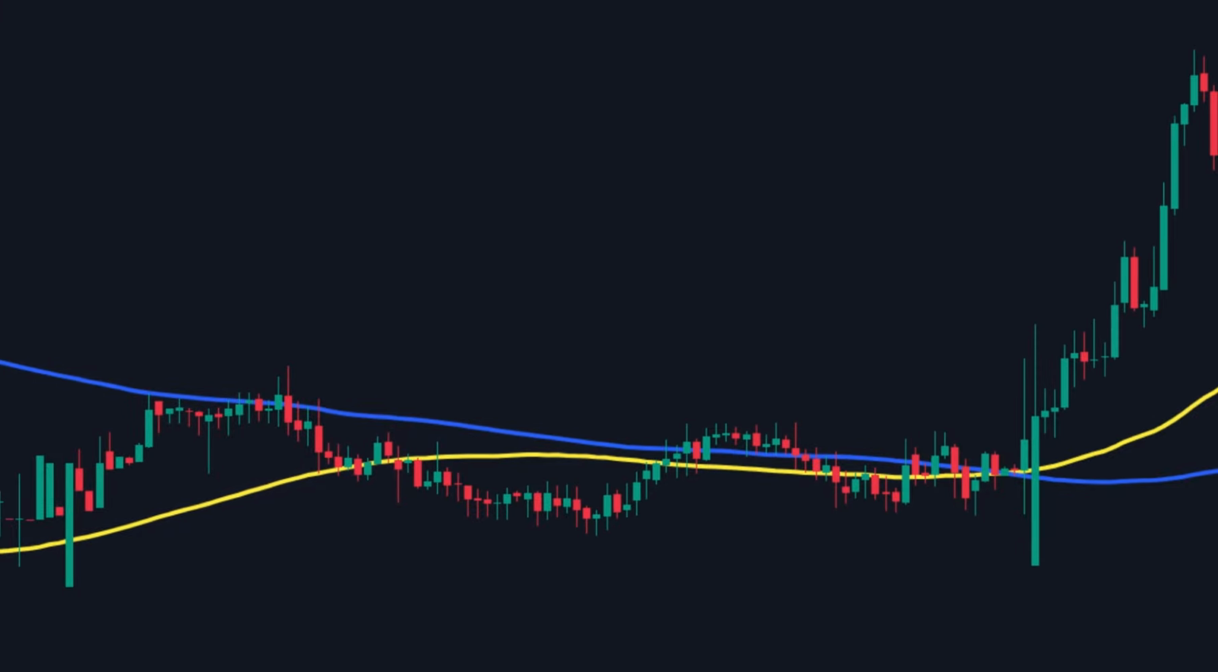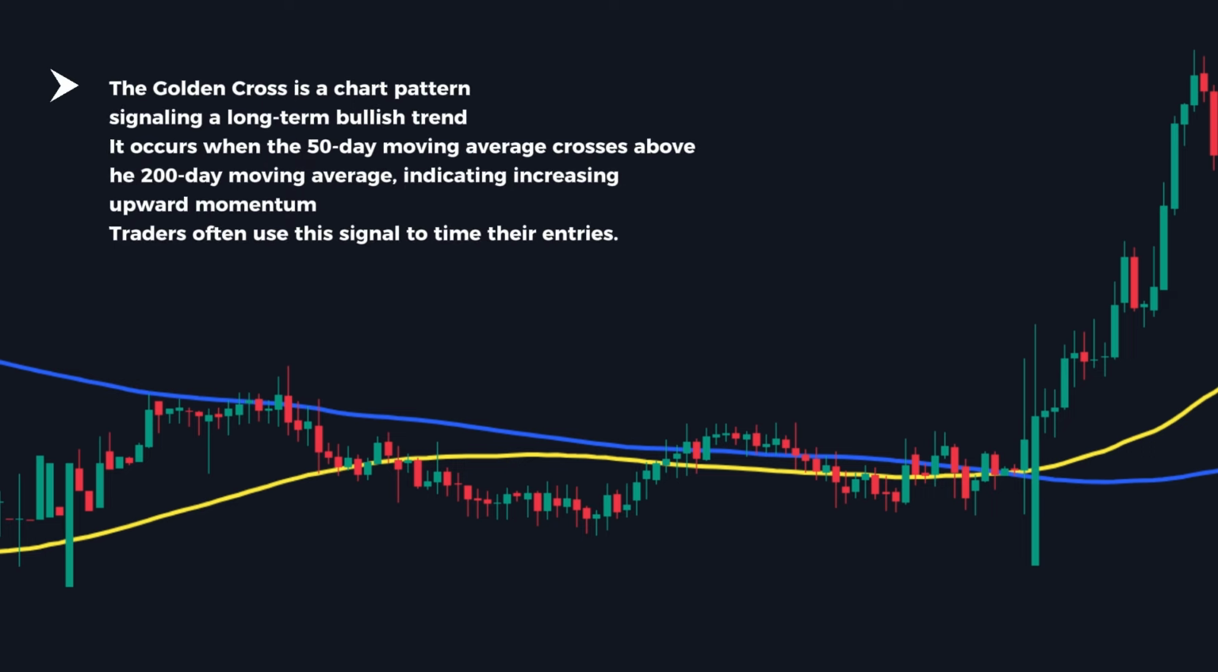What is the Golden Cross? Let's start with the basics. In trading, the Golden Cross is a powerful chart pattern that indicates a long-term bullish trend in the market. It happens when a short-term moving average, like the 50-day MA, crosses above a long-term moving average, typically the 200-day MA. This crossover is often seen as a signal that upward momentum is gaining strength, and it's a key signal that many professional traders use to time their entries.